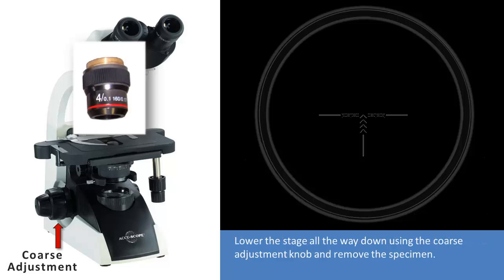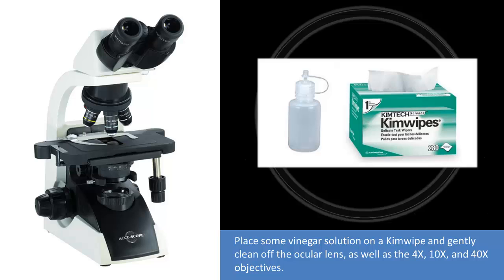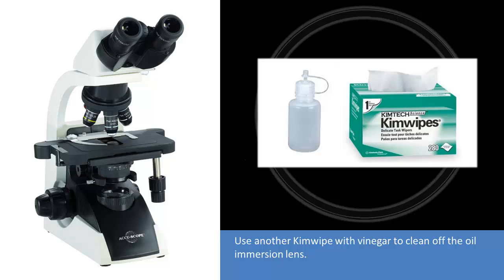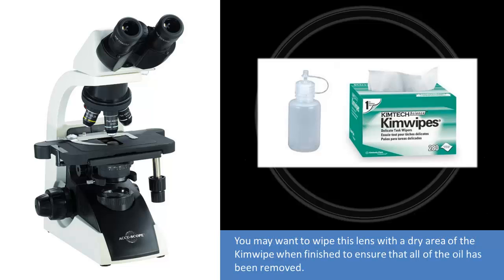Lower the stage all the way down using the coarse adjustment knob and remove the specimen. Place some vinegar solution on a Chem wipe and gently clean off the ocular lens as well as the 4x, 10x, and 40x objectives. Use another Chem wipe with vinegar to clean off the oil immersion lens. You may want to wipe this lens with a dry area of the Chem wipe when finished to ensure that all of the oil has been removed.